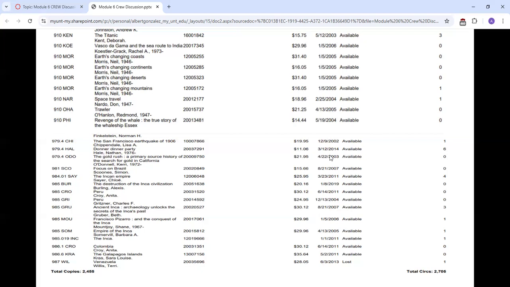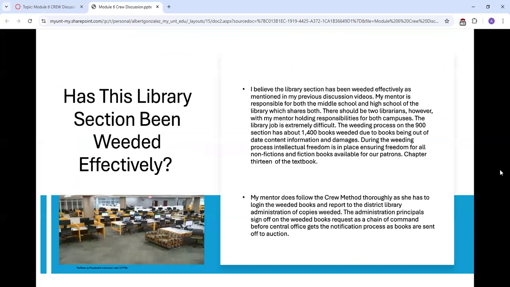So those are things I would look at, and let's say my future librarian staff would look at the wear and tear of the book. I would look at those things as well. So has this library section been weeded effectively? Well, in my library, the Gateway to the World Library, I believe the library section has been weeded effectively.